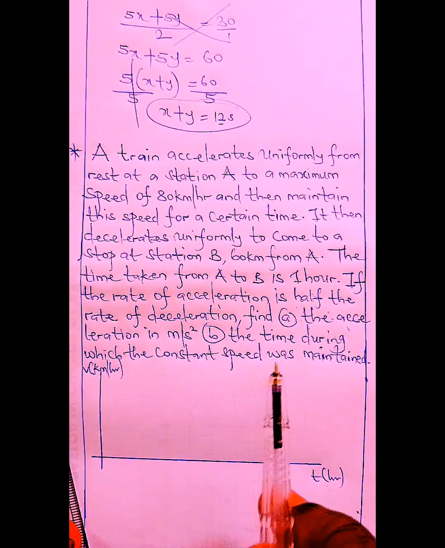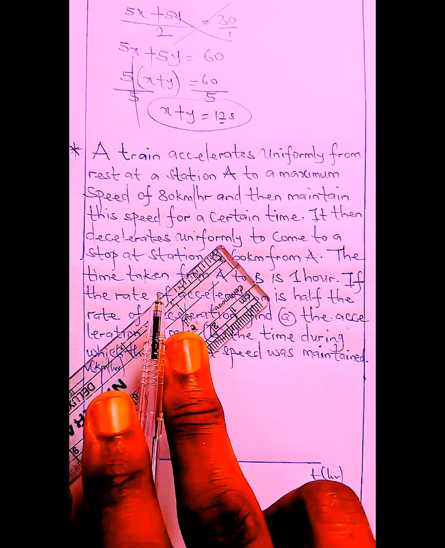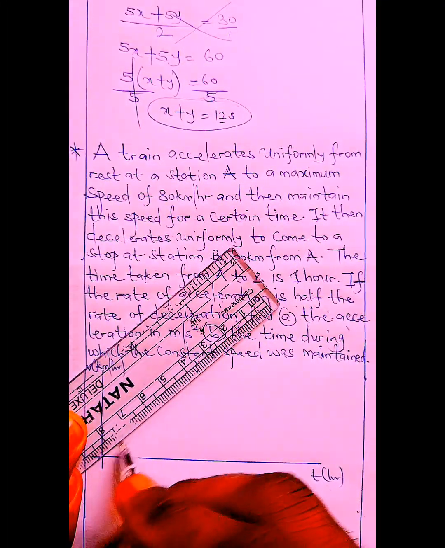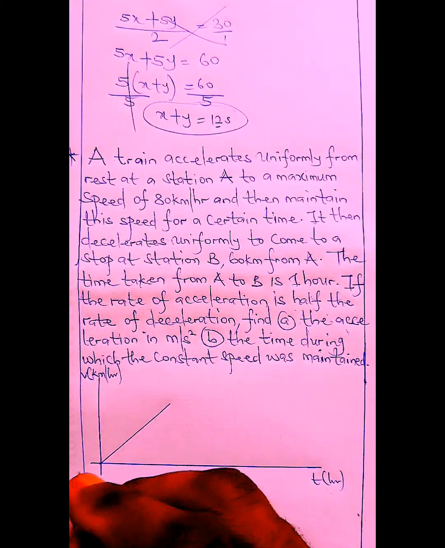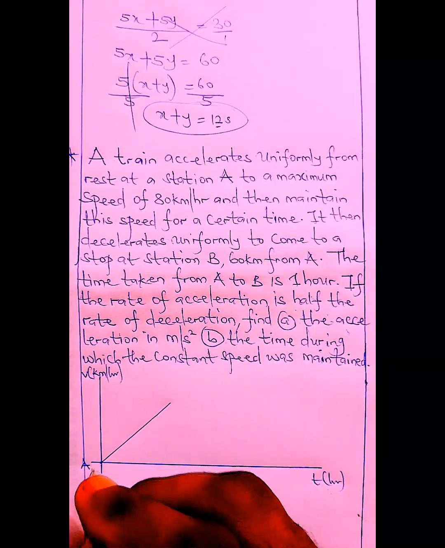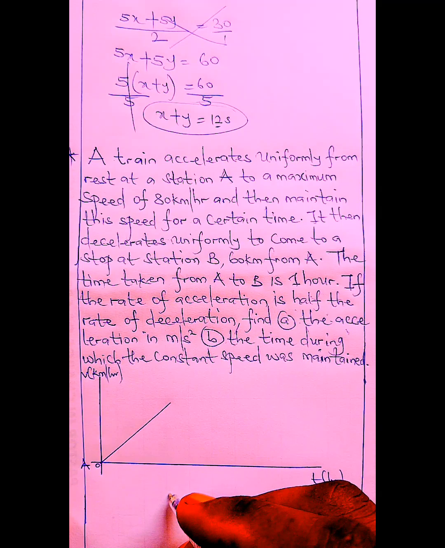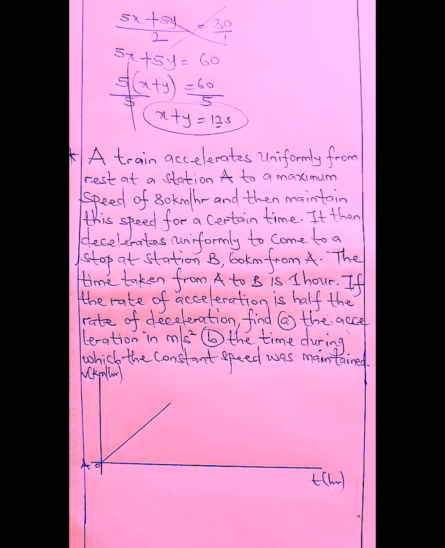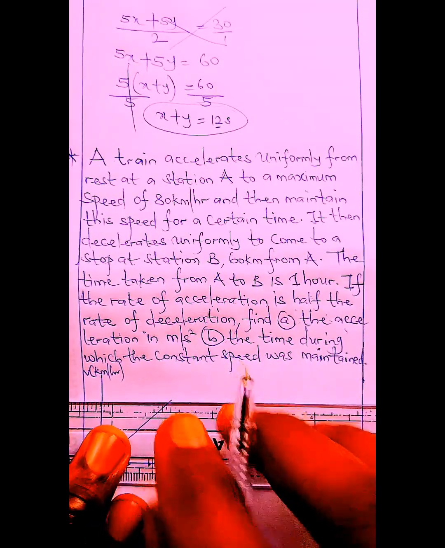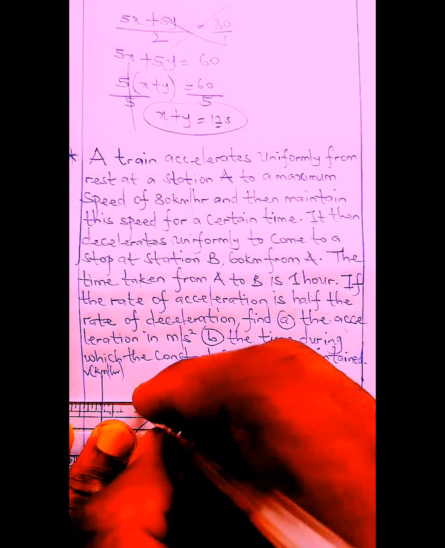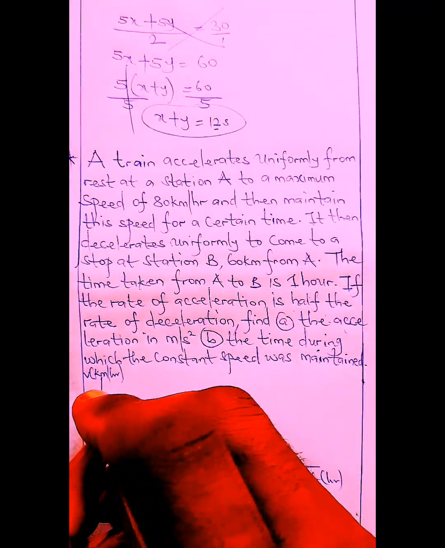So a train accelerates uniformly from rest at a station A. The body started from rest and accelerates uniformly from rest at station A to a maximum speed. The body got to a maximum speed of 80 kilometers per hour.